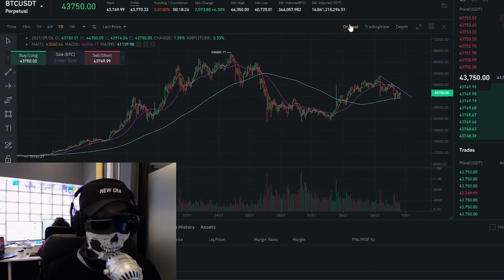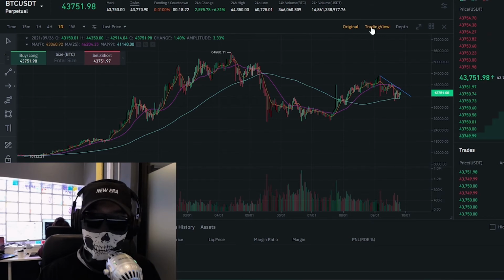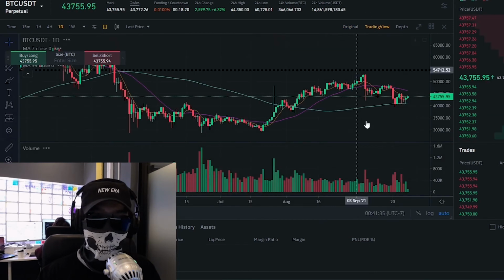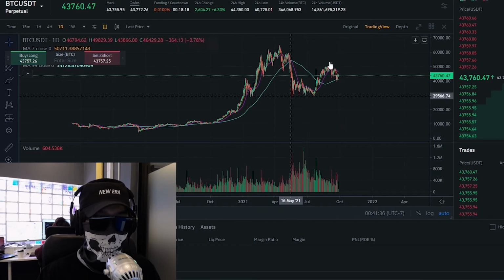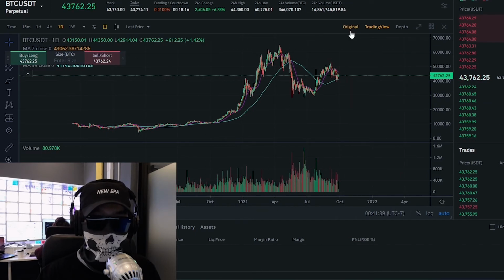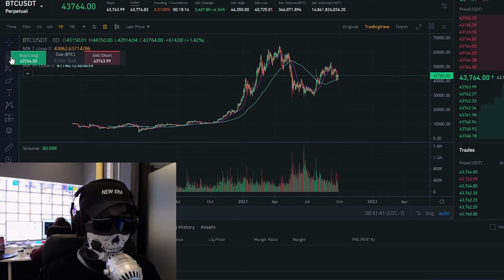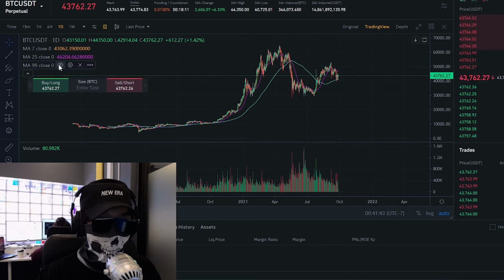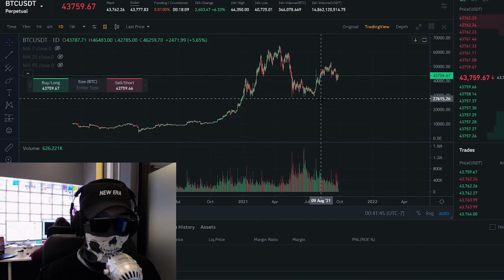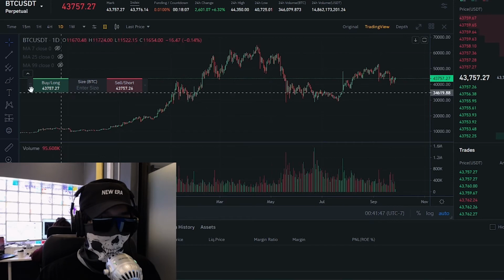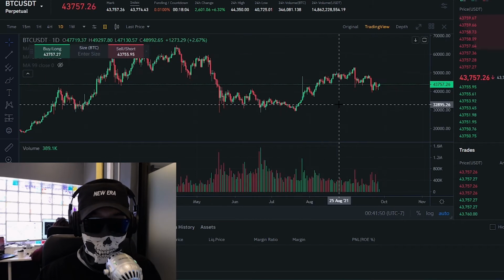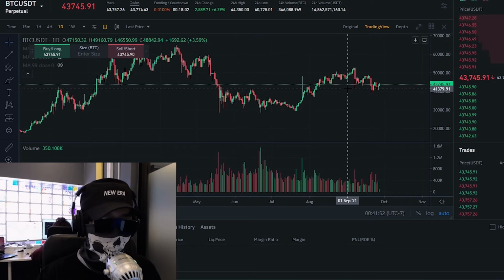Alright, so this is the original trading section. What you guys want to use is probably TradingView over here because it gives you access to a lot more tools. So switch from original over to TradingView. And let's turn off a lot of these moving averages. I don't really use them that often. And let's draw some basic TA so we can make a purchase right now.